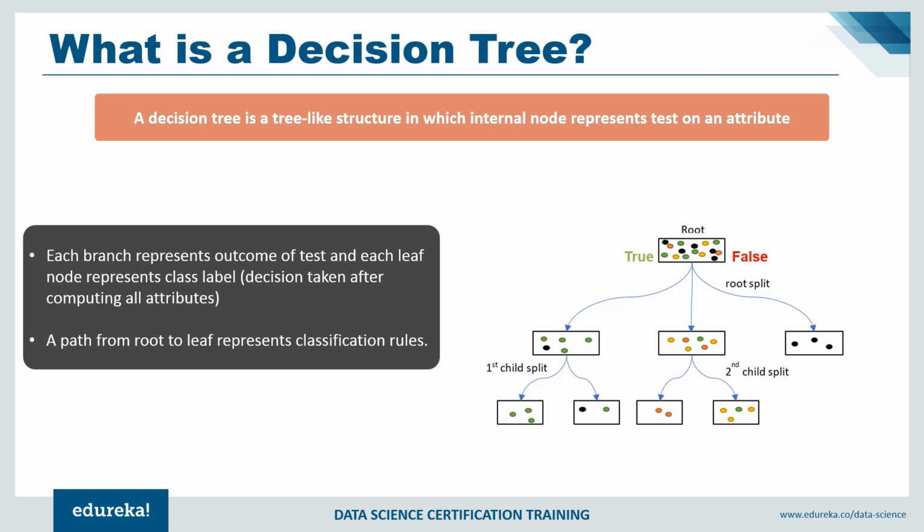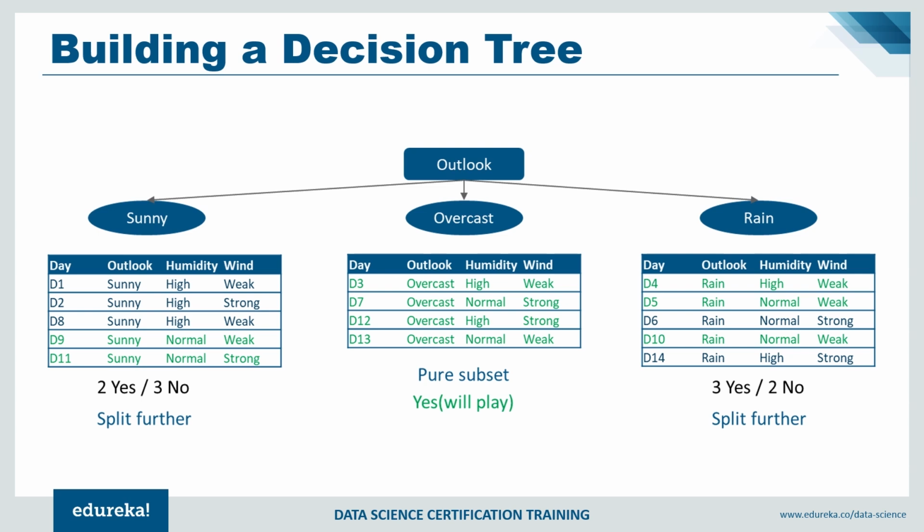Now from the tree we can easily find out whether there will be a game tomorrow if the conditions are rainy and less windy. Let's see how we can implement the same. Suppose we have a data set in which we have the outlook. From each of the outlooks we can divide the data as sunny, overcast and rainy. In the sunny branch we get 2 yeses and 3 nos, because the outlook is sunny, the humidity is normal, and the wind is weak and strong. So it's a fully sunny day.